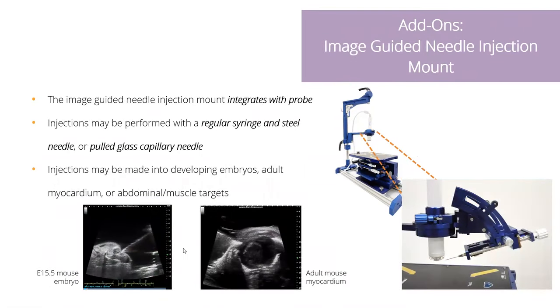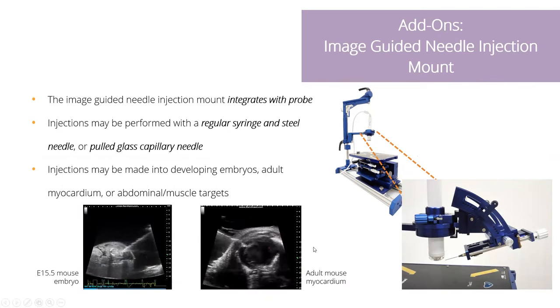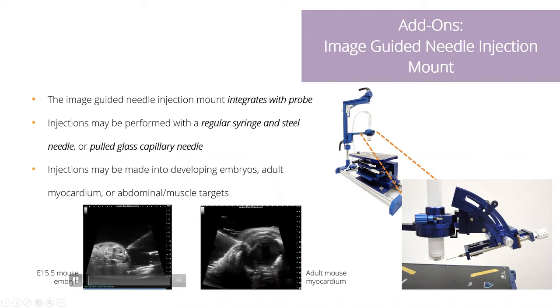Another addition that can be added to the system is image-guided injections. In this case, you may want to do an image-guided injection into the myocardium, for example, to inject stem cells into the border zone of an infarct to help heal that animal, or you may want to do image-guided injections with a pulled glass capillary into a developing embryo, for example. And we'll take a look at this a little bit more in future slides.